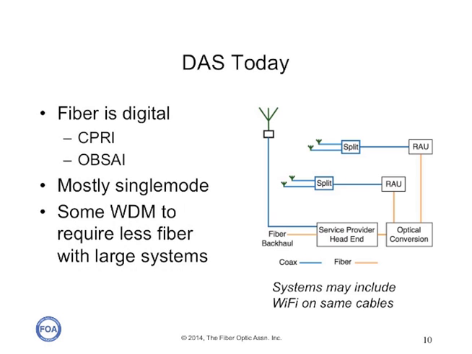The signals carried over fiber are digital, typically one of two protocols, CPRI or OBSAI. The fiber is generally single mode, and some systems even use wavelength division multiplexing to require fewer fibers in very large systems, and some of these systems can have hundreds of antennas spread out over relatively large areas.